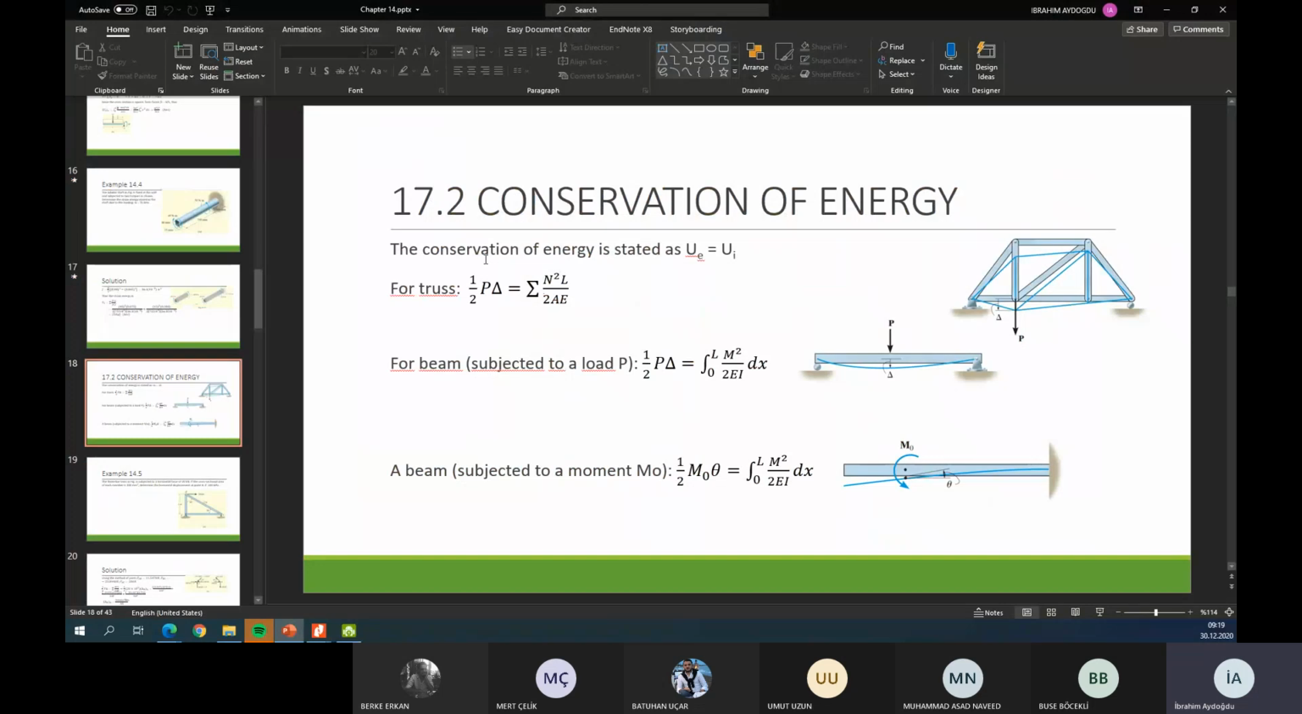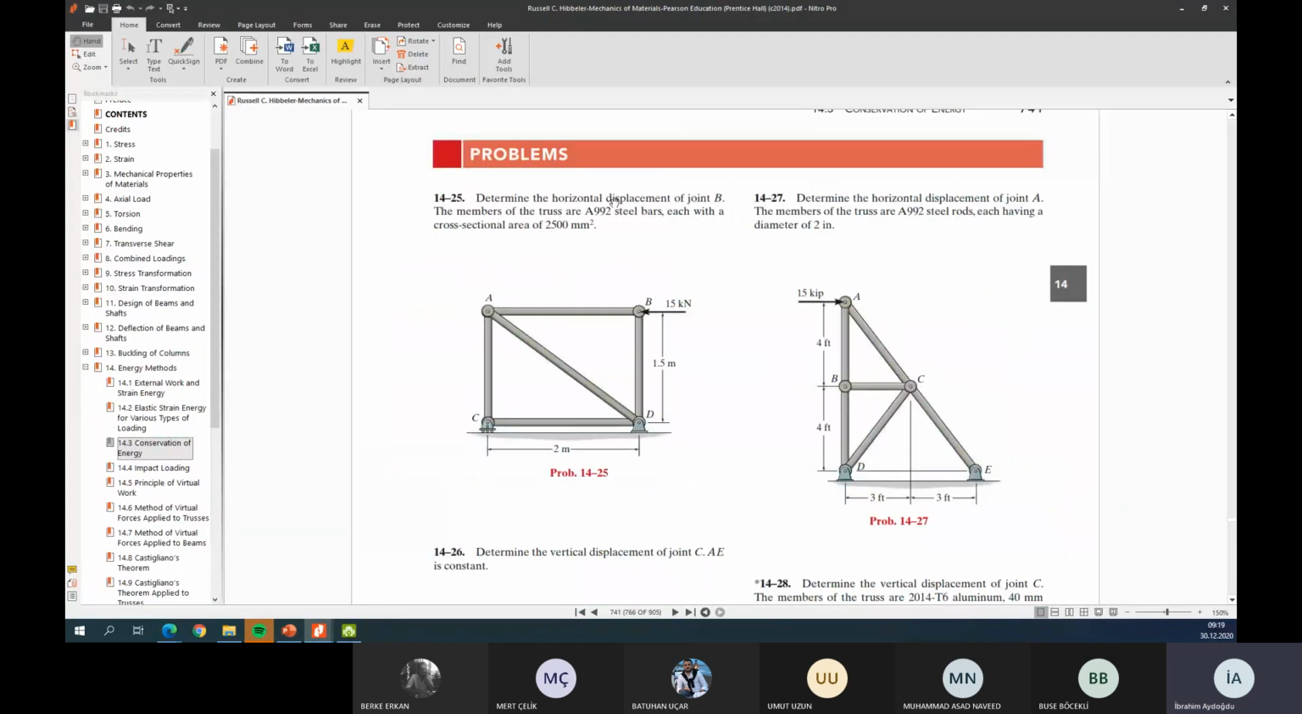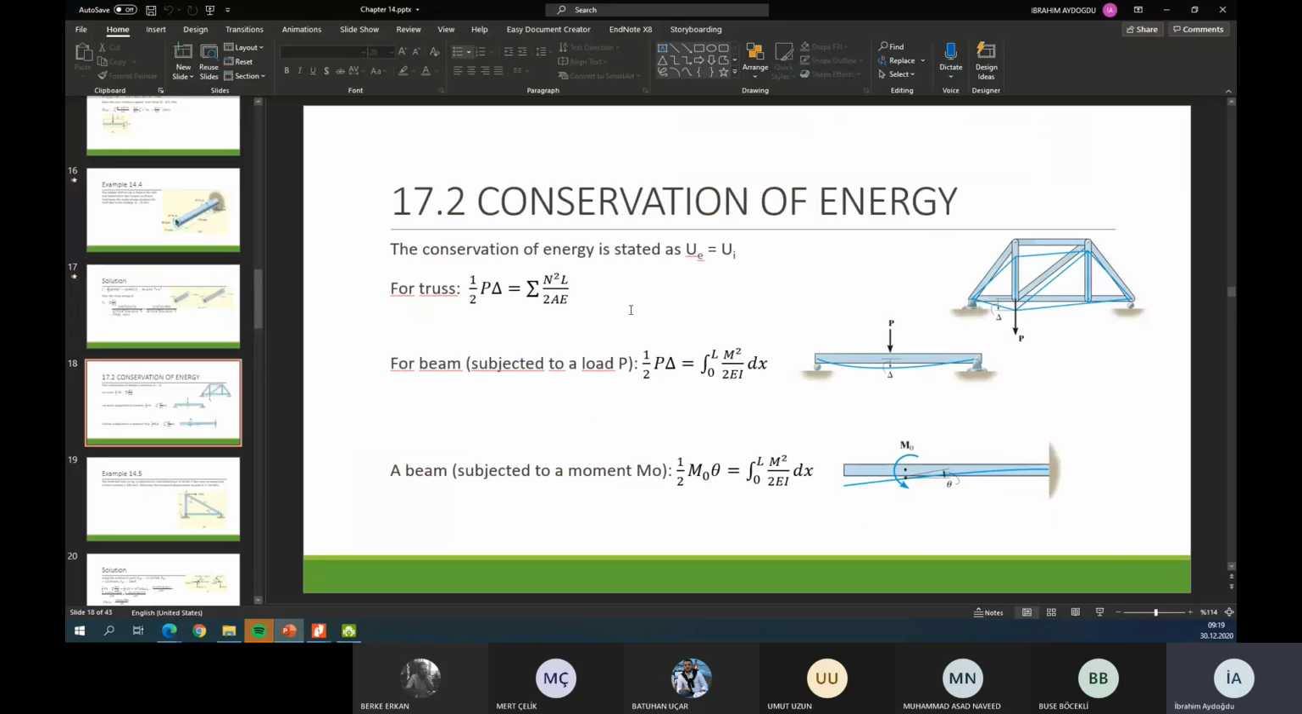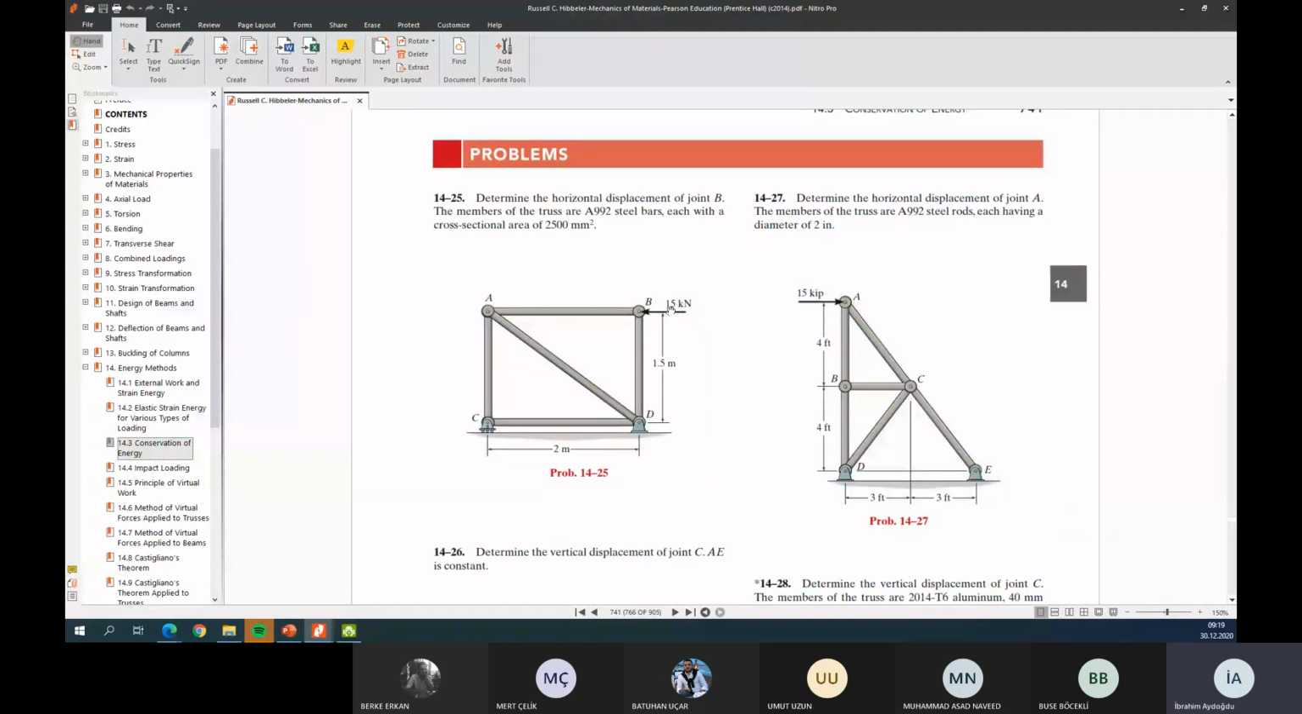So while using the conservation of energy principle, in the question they ask for the horizontal displacement. In order to find the horizontal displacement, I can use the conservation of energy principle. First of all, I need to look at which formulation I need to use: first one, second one, or third one. I think you can see the first one. Therefore, I look at this: P is the external force. I'm checking in the example that is given. You can see 15 kilonewton. Okay. And also I'm looking at the slide.